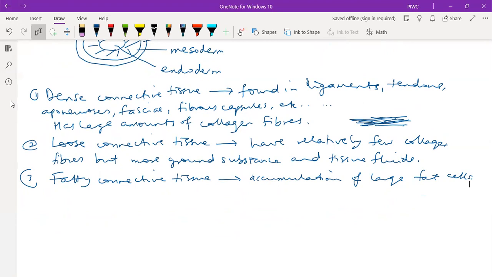But there are intermediate gradations between these three varieties. And also there are numerous other varieties that have also been identified. So in some regions, for example, if you take the ligamentum flavum, there's a marked increase in the number of elastic fibers at the expense of other components.